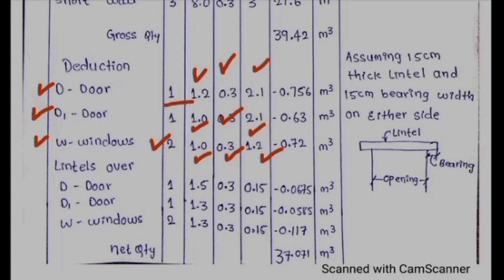Then multiply these things, you will get the quantity of individual openings. All the quantities are kept negative. Why? Because we are deducting from the gross quantity. So the next deduction is for the lintels.